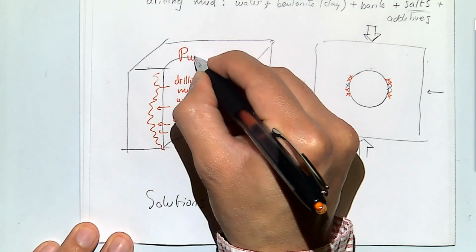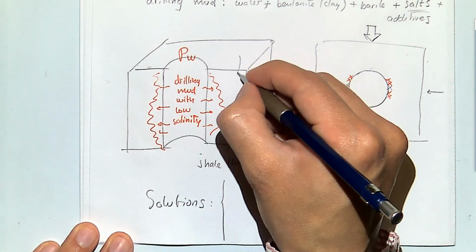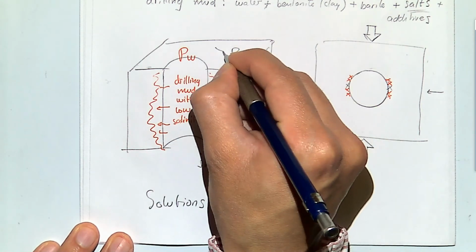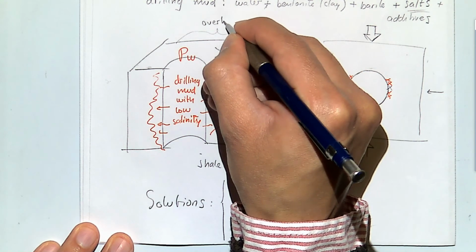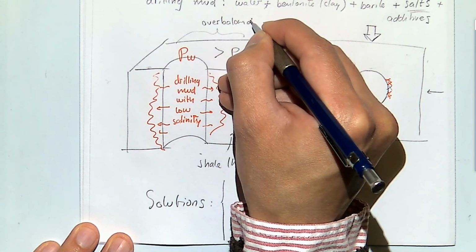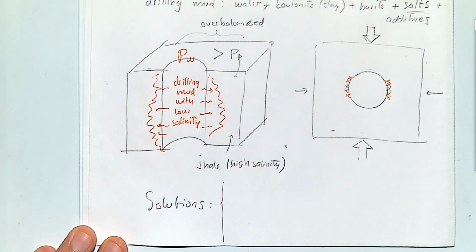I'm assuming that PW in here is larger than PP. This is what is called overbalanced drilling. So if you don't want infiltration, then what should you do in order to avoid it?